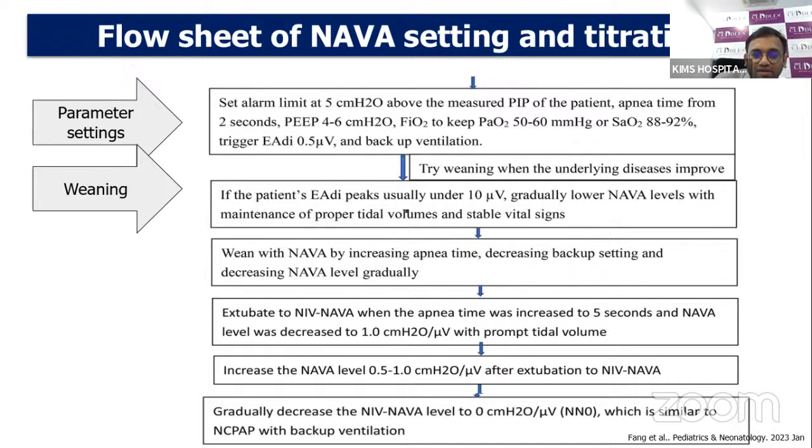And then we monitor the EDA. After extubation and coming to NIV NAVA, in the initial period we may increase the NAVA level by 0.5 to 1 centimeters in order to have an adequate tidal volume. Slowly the NAVA levels can be further weaned from 0.5 to 1 centimeters to 0.5, then to 0. We continue to have the EDA catheter in place, and we continue the same mode of NIV NAVA with zero NAVA. So the ventilator is not assisting any breath of the baby. There will be only CPAP being delivered to the baby, but still we are able to monitor the respiratory efforts and the EDA signal in the baby.